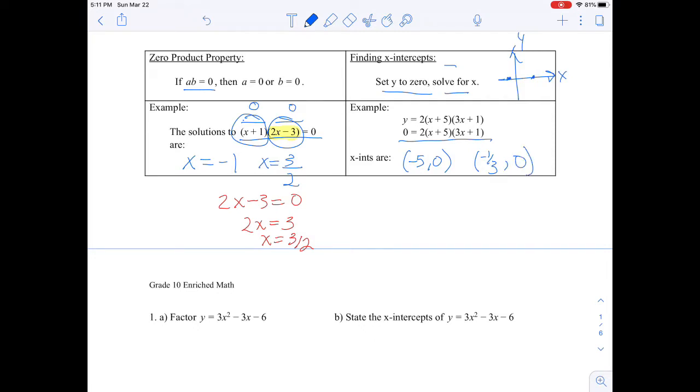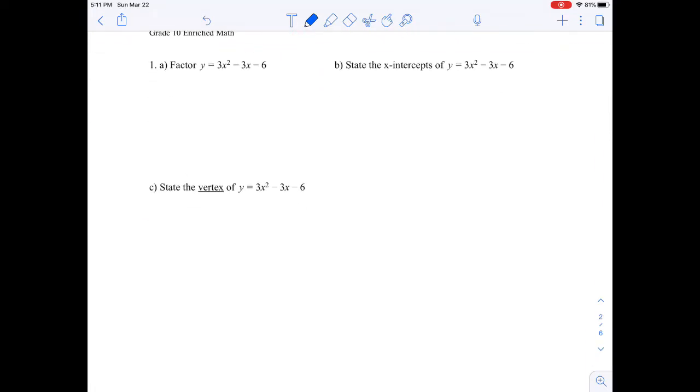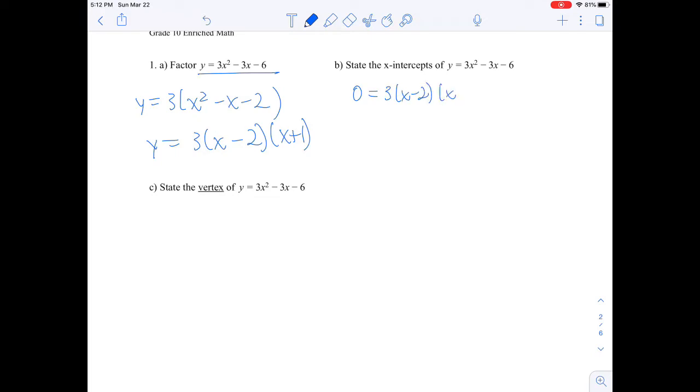Okay, so that brings us to what I really want to talk about today, and that is graphing quadratics. So if I give you something like this, we actually have already seen this on the front page. We're going to factor it. And then if I want to state the x-intercepts of this, it's now quite easy. I know all I have to do is set the y value to 0, and then by inspection, I can pretty easily see that the x-intercepts are 2, 0, and -1, 0.